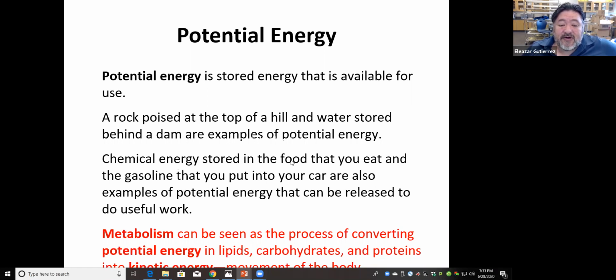Okay. Chemical energy. So this can be a battery. If you have a battery and that battery still has the ability to produce energy, that is stored energy. That is potential energy. The carbon bonds in the food that we eat, and the sugars, the lipids, and the proteins, that's potential energy. Okay. When we put gasoline in our car, that gasoline has potential energy stored in its molecules.